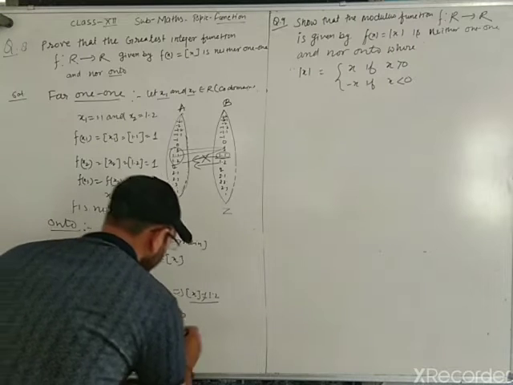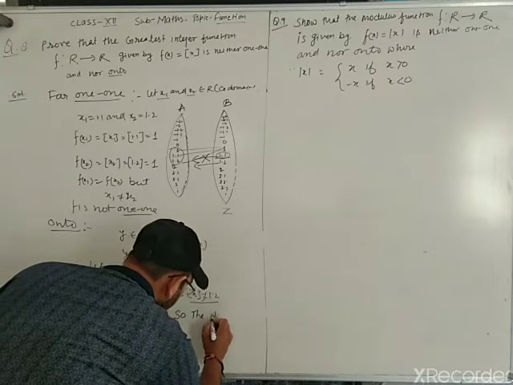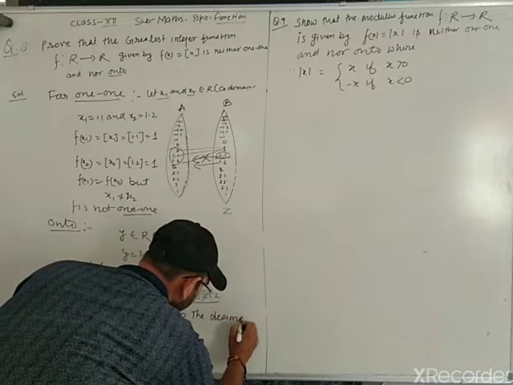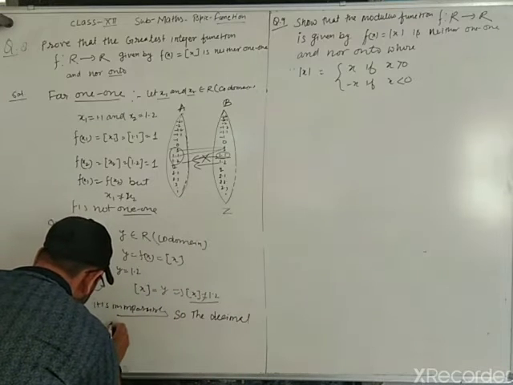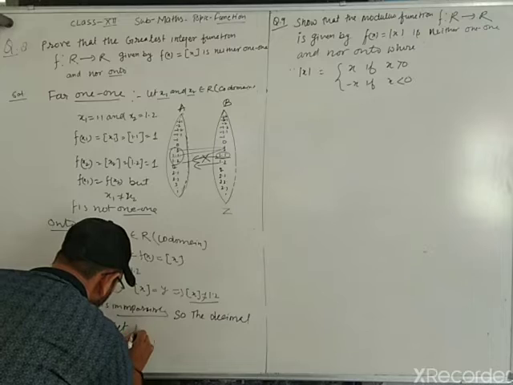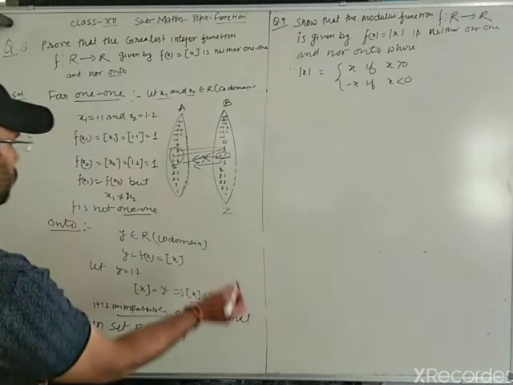So the decimal numbers in set R, what? R is the codomain.